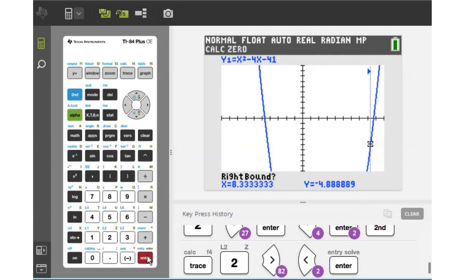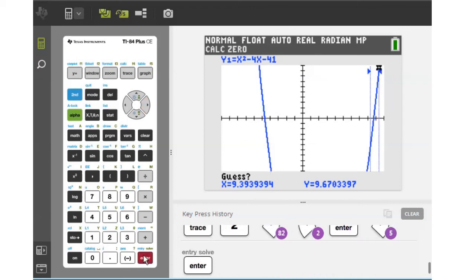And then the calculator is going to ask me for the right side. So I'm going to move to the right side of what I think is the 0 and hit enter. The calculator is asking me to guess. I'm not guessing. I hit enter. And the value that I got is 8.7082, which is exactly what I got when I found the value of 2 plus 3 radical 5, which verifies my answer.